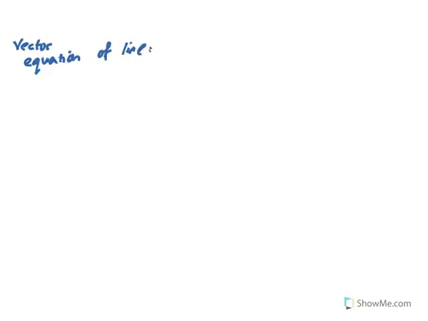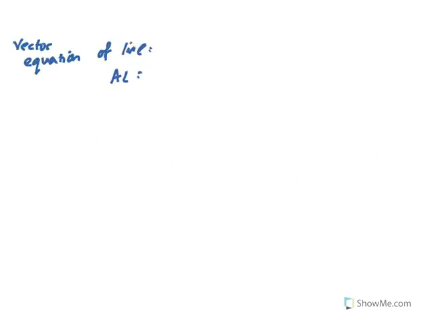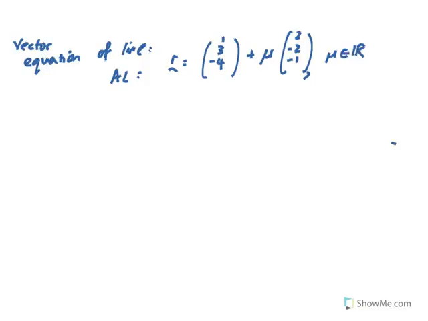Let's just call it AL. Because simply this is A, this is L, so the vector equation of the line AL: r is equal to 1, 3, negative 4, the position vector of A, plus I have used lambda, I use mu, times the normal vector 2, negative 2, negative 1. This is the normal vector of the plane, and it becomes the direction vector of the line.